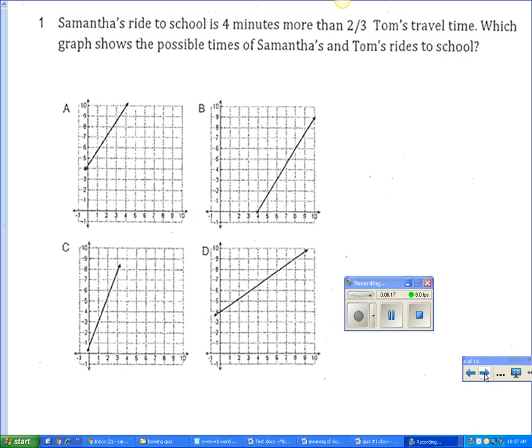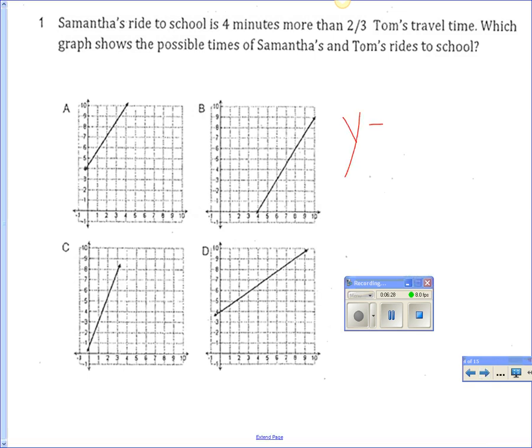First word problem. Samantha's ride to school is 4 minutes more than 2/3 Tom's travel time. Which graph shows the possible times of Samantha and Tom's ride to school? All right, first thing I want you to do is make a Y equals. Write this on your paper. If I write it, you should write it. So Y equals. We're going to let Samantha be Y. So Samantha's ride to school is. So that's where I got the Y equals from. I'm letting Samantha be the letter Y, and is what?